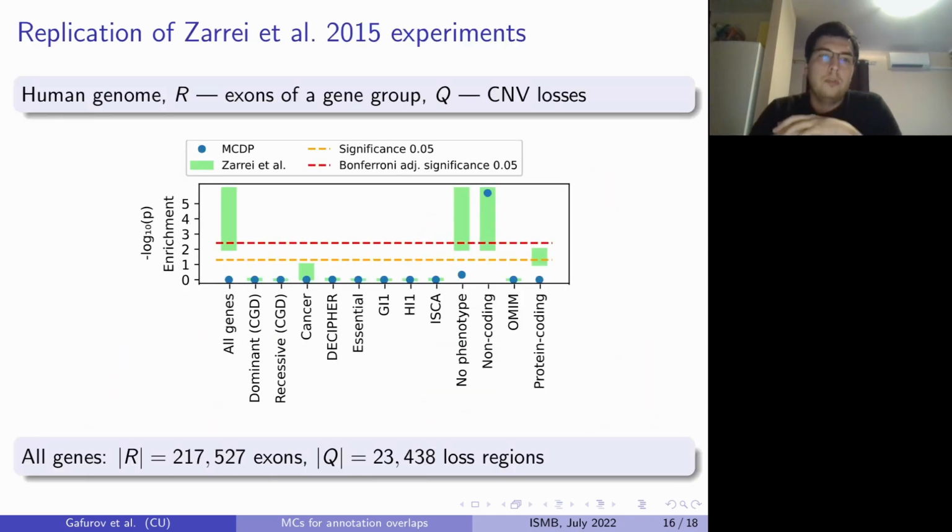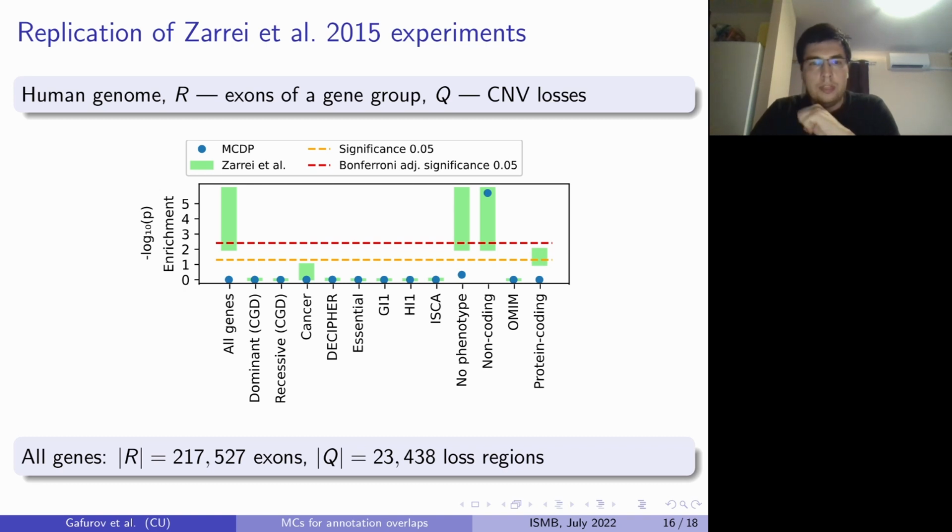We also replicated the experiments made by Zarai et al. in 2015, where they studied exons of several gene groups against CNV losses. And in this image, you can see that blue dots are our reported p-values, and green rectangles are their p-value ranges from the original paper. And you can see that we are mostly in agreement. There are a couple of discrepancies, and we have studied those discrepancies in our paper.